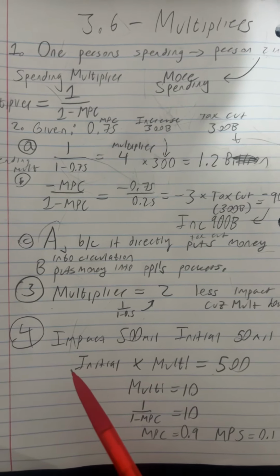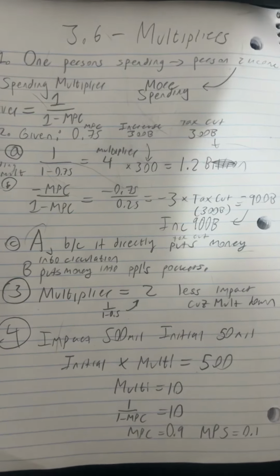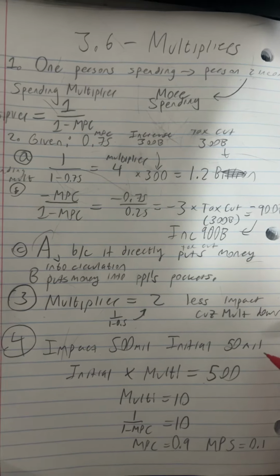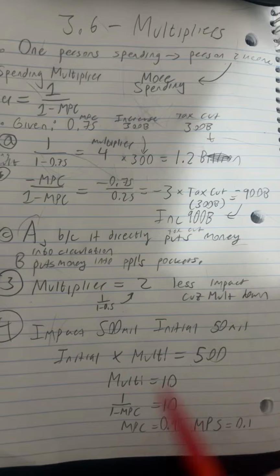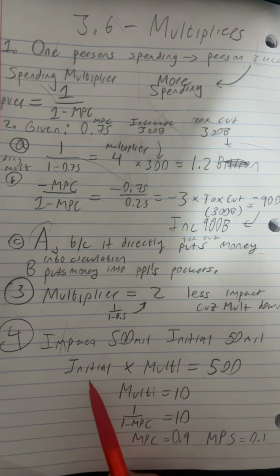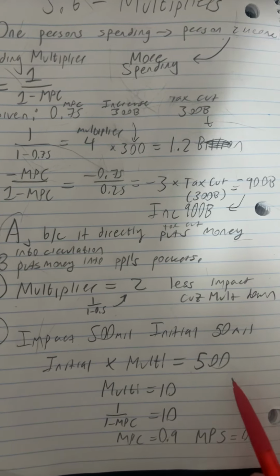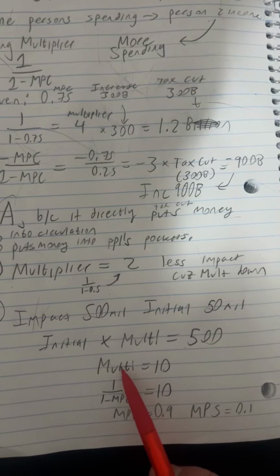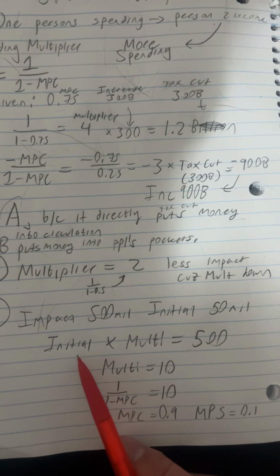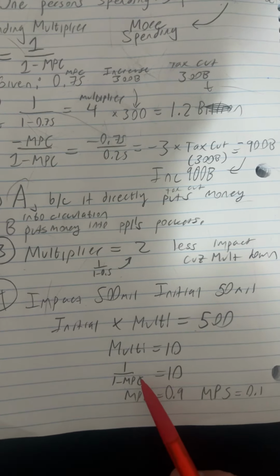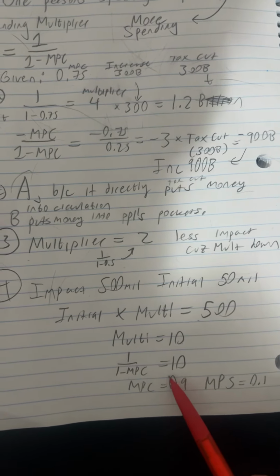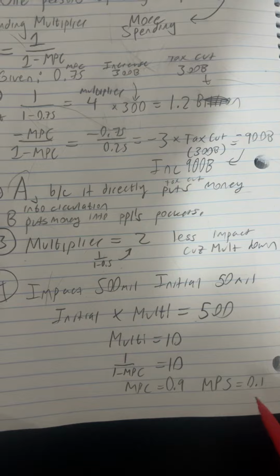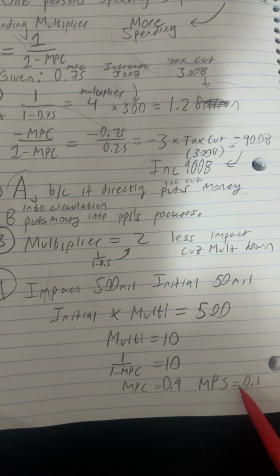And for question 4, if the impact was 500 million and the initial was 50 million, how you would find the MPC and MPS would be putting this all into an equation, which would be initial times multiplier is equal to 500 million. Multiplier equals 10 because initial is 50, so I divided it over here. And then the equation for multiplier is 1 over 1 minus MPC, and then you should get 0.9 and 0.1 for MPS as they should add up to 1.